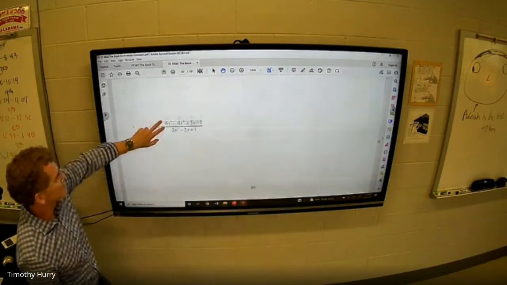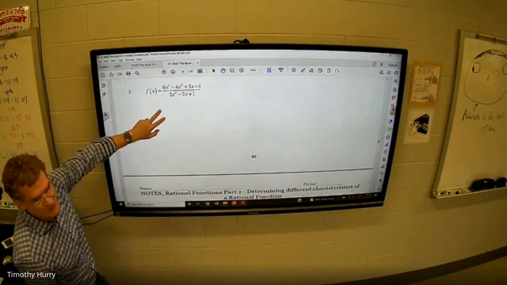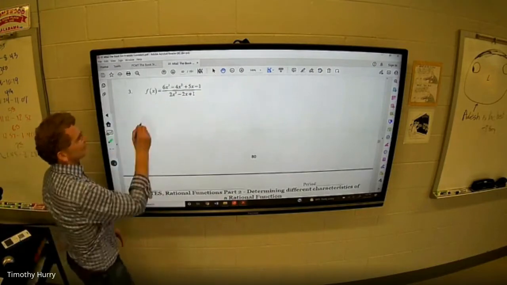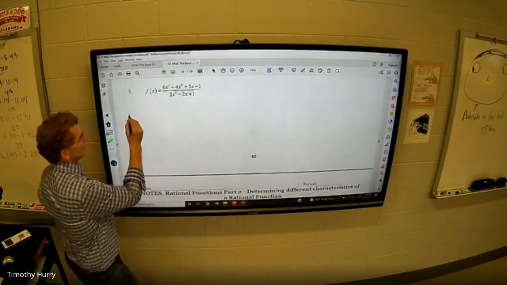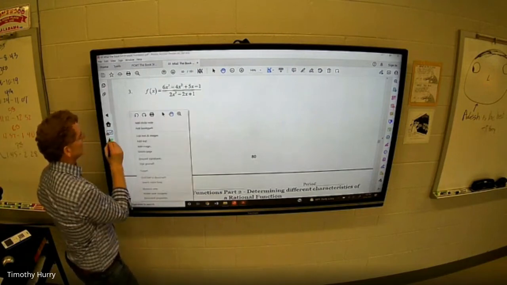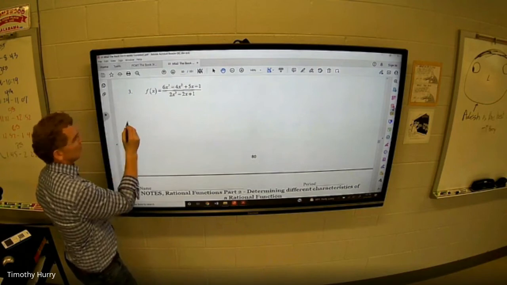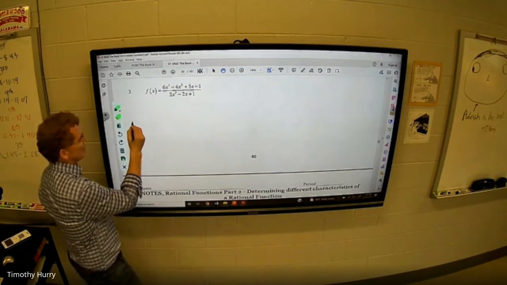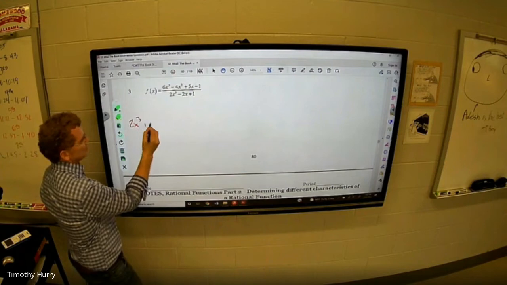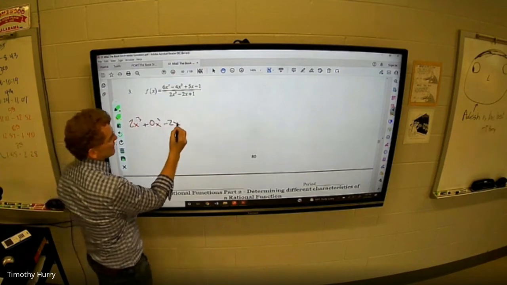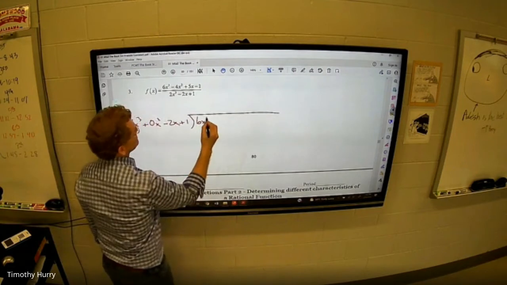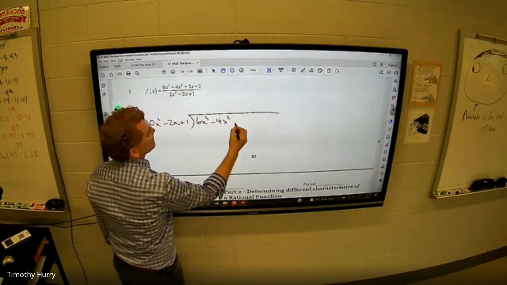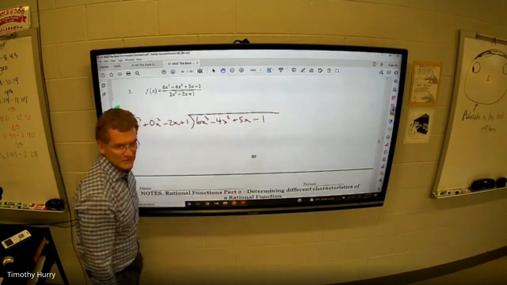Number 3. You have to remember this rule. You're going to come up with it on your own. What's the asymptote here? What are you going to do? I'm going to divide 2x cubed plus 0x squared minus 2x plus 1 into 6x cubed minus 4x squared plus 5x minus 1. I'm going to have to do long division here.